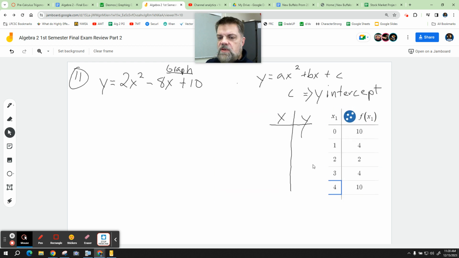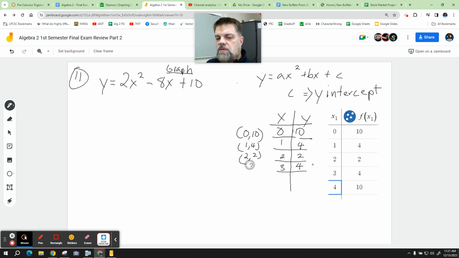So you're just going to copy that over here. 0, 10. Which means that on the graph, this point exists. Then 1, 4, so this point here is on the graph. 2, 2. You guys remember doing this? 3, 4. And then 4, 10.